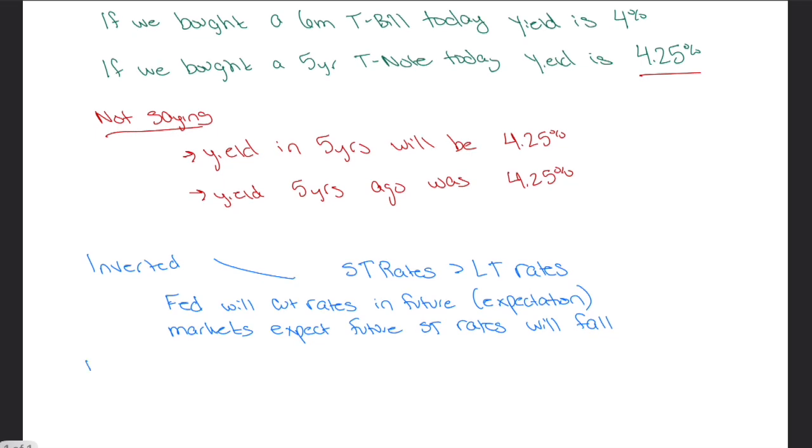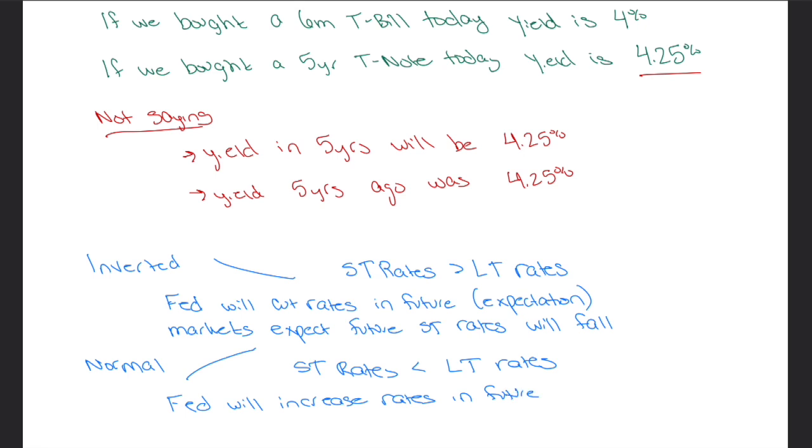Then the other shape is normal. Normal is where we have the upward sloping. In that case, short-term rates are less than long-term rates. If that's the case, we're expecting the Fed will increase rates in the future. And again, that's just an expectation. So because of that, markets are expecting future short-term rates will increase.